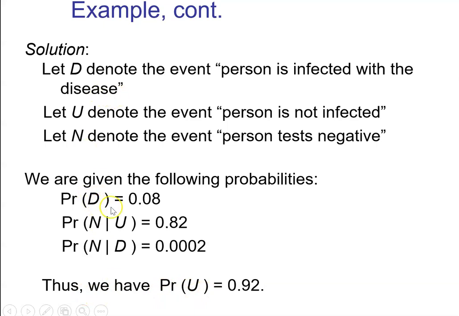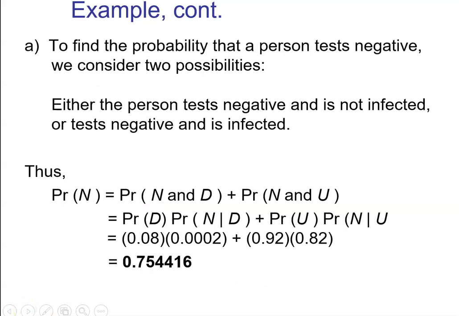So D is, again, the probability that a person is infected with the disease. So U, right, the probability that the person is not infected, would be 0.92. So it would be the opposite of the probability of D. So let's look at A. To find the probability that a person tests negative, we consider these two possibilities. Either the person tests negative and is not infected, or they test negative and is infected. So we actually have two scenarios here. So the first one, and then our second one here.